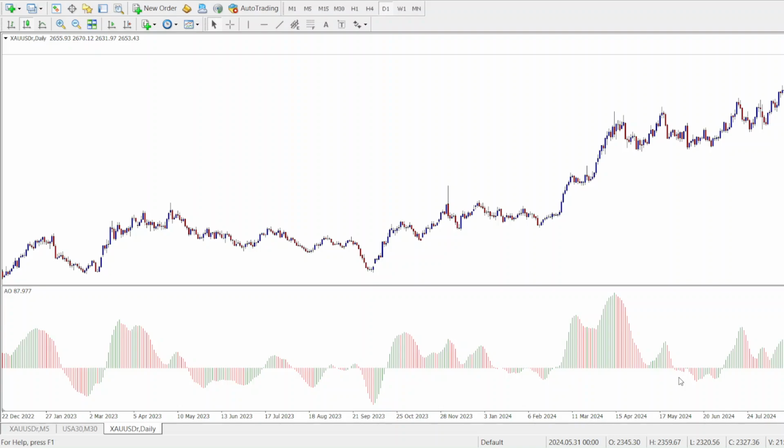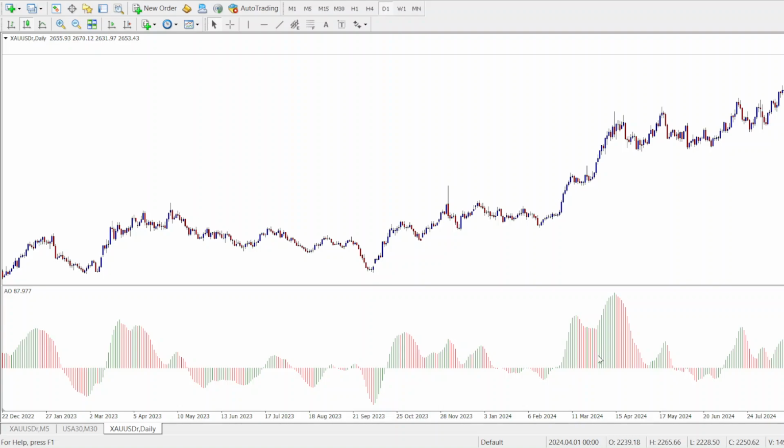So basically, the Awesome Oscillator is a momentum oscillator. It's a momentum indicator, and this indicator can help you know when bullish momentum is strong in the market, and it can also help you recognize when the bearish momentum is strong in the market. As we can see in the indicator window, the Awesome Oscillator works with lines, green and red lines, and it also has a zero level.